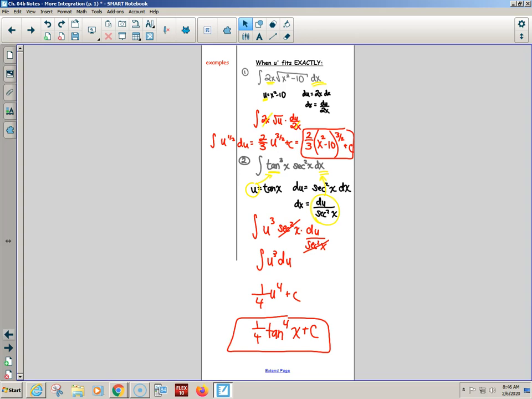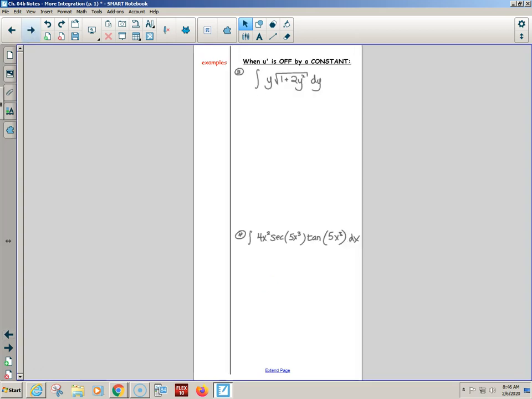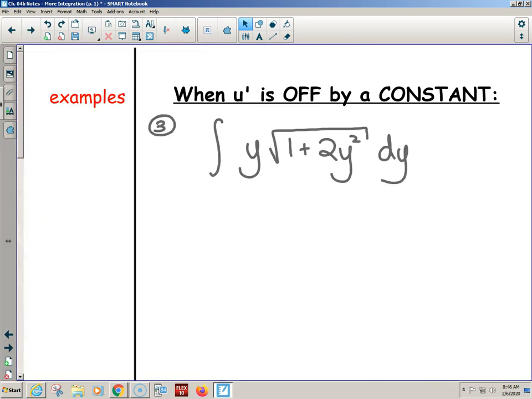This is me setting you up for success on the next page. Here we go. Ready? Okay, let's do it. I want you to figure out who u is. Look on the inside. It looks nasty, until you say, oh, I like y. Let's focus on u. I like y. du is equal to u prime dx.